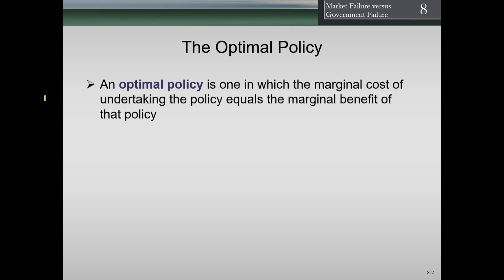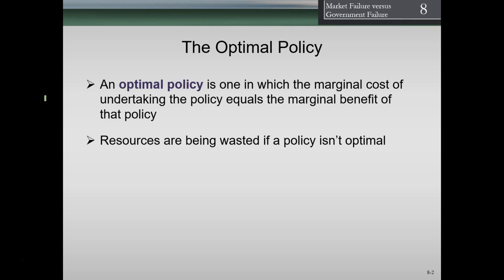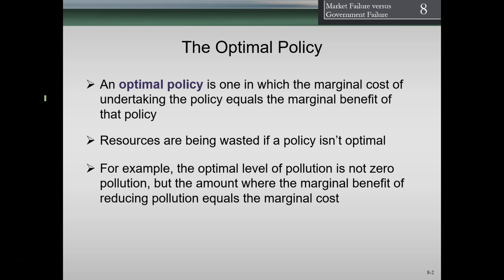An optimal policy is one in which the marginal cost of undertaking the policy equals the marginal benefit of that policy. So same concept we've seen multiple times. We're going to put the policy in place where the marginal cost of doing it is equal to the marginal benefit. We're making decisions on the margin in the policy here. So resources are being wasted if the policy isn't optimal. Obviously if we have something that is not optimal, then we're wasting resources. We're not achieving our objective of the policy.